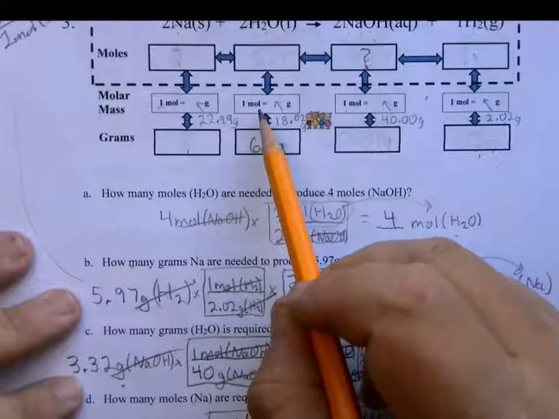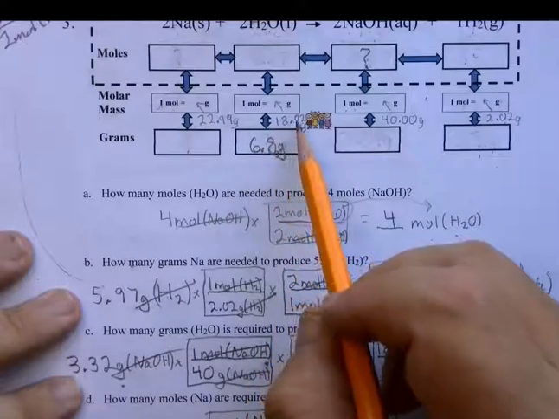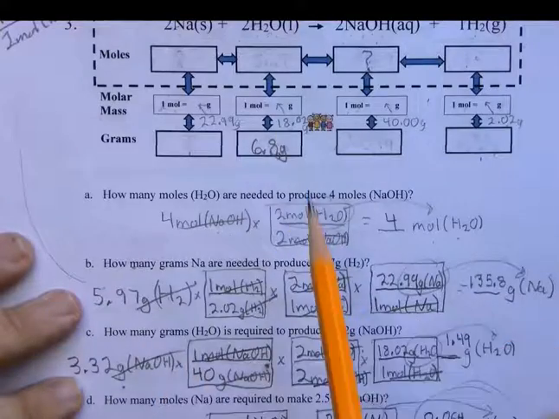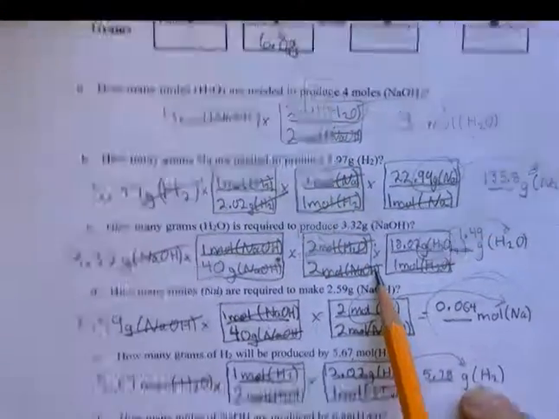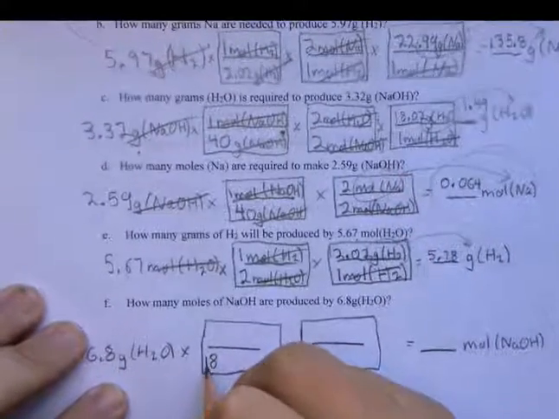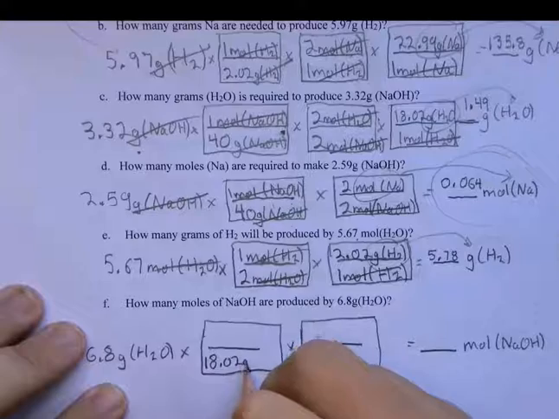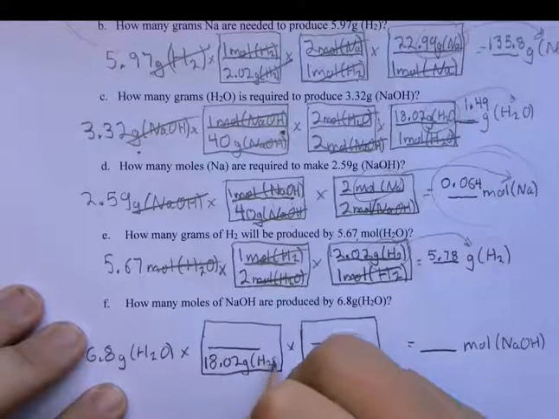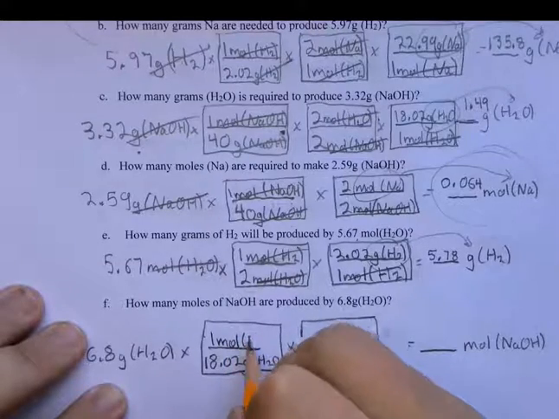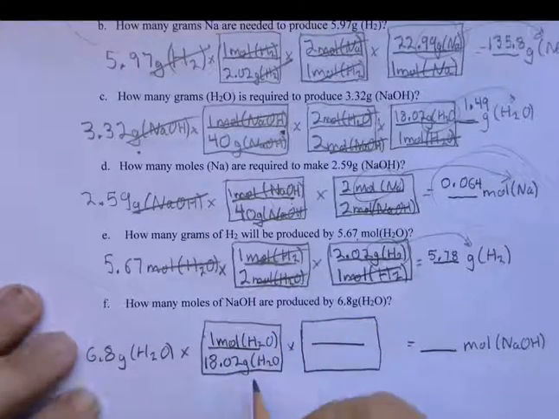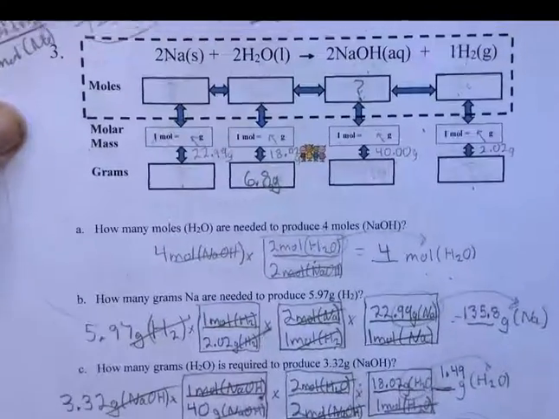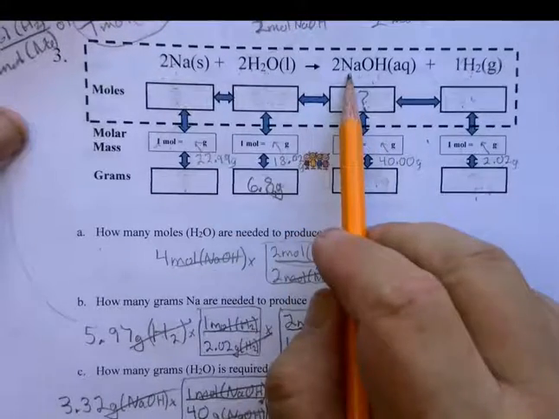So we either have 1 mole of H2O over 18.02 grams of H2O, or 18.02 grams of H2O over 1 mole of H2O. Well, we need grams to cancel out because we have it right here. So it's going to be 18.02 grams of H2O, and it's a molar mass conversion, so it's always 1 mole. Grams of H2O cancels.